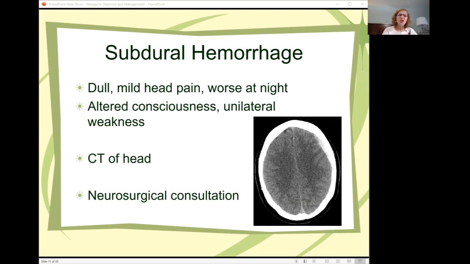This headache is a dull headache that's worse at night. They'll generally have other neurologic symptoms. And a subdural hemorrhage can be particularly dangerous because the signs and symptoms may not appear until 2 weeks after the trauma. These patients should have a CT, again, looking for blood around the brain.